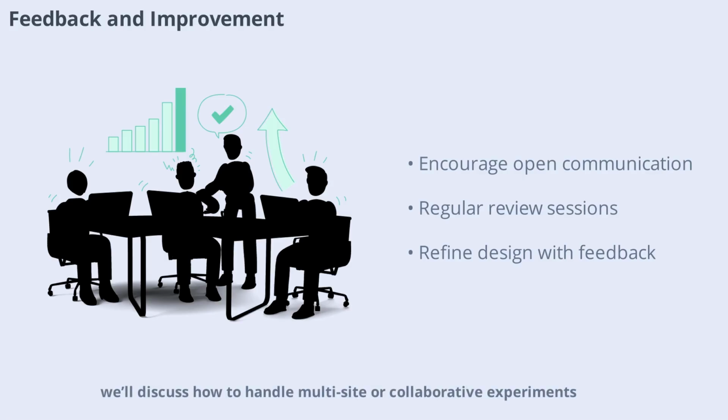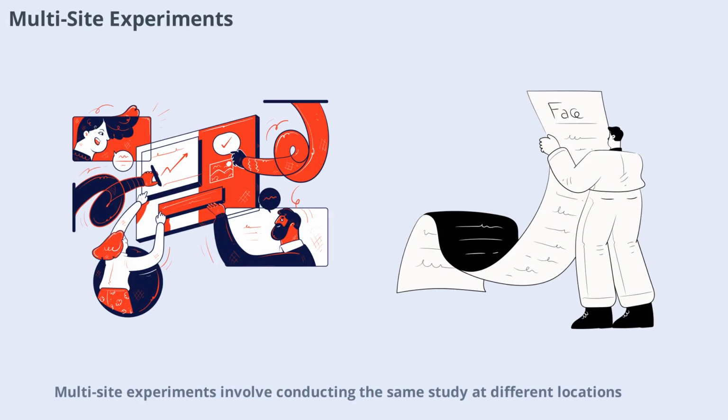Next, we'll discuss how to handle multi-site or collaborative experiments. Multi-site experiments involve conducting the same study at different locations. This approach increases the generalizability of results and can reveal site-specific effects. Coordinating multi-site studies requires clear protocols, effective communication, and centralized data management.